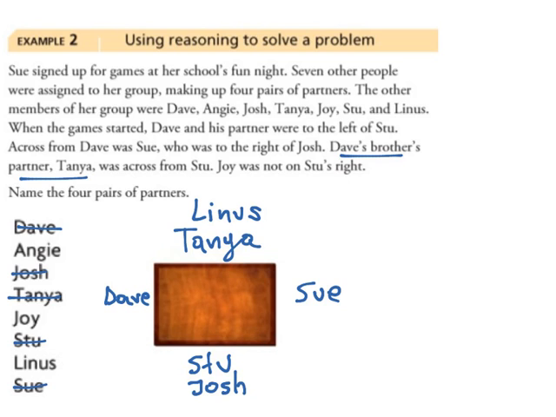So Linus is done. And so we're looking for Dave and Sue's partners. So Joy was not on Stu's right. If Joy was not on Stu's right, she has to be on the left or across. But since Tanya and Linus are partners together, Joy has to be on Dave's side. And since Angie's the only one left, Angie is with Sue. And here are the 4 pairs of partners. Linus and Tanya, Sue and Angie, Stu and Josh, Dave and Joy.